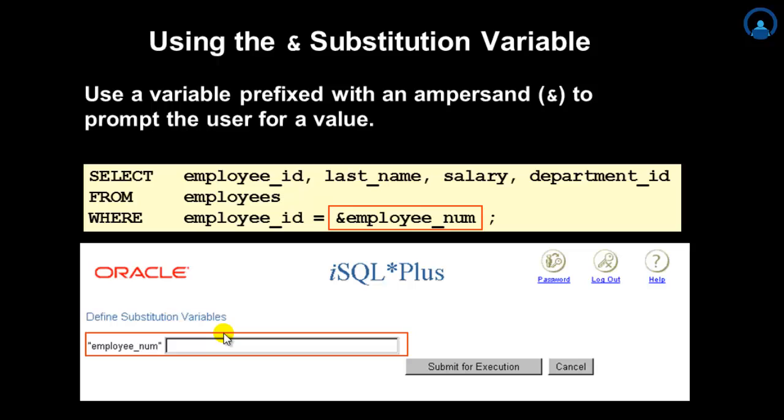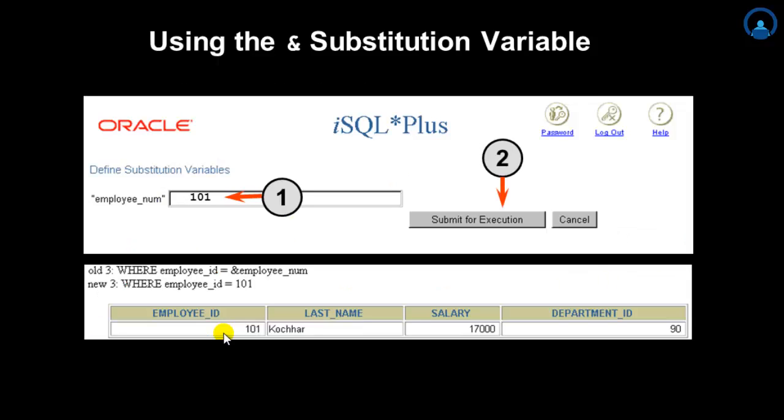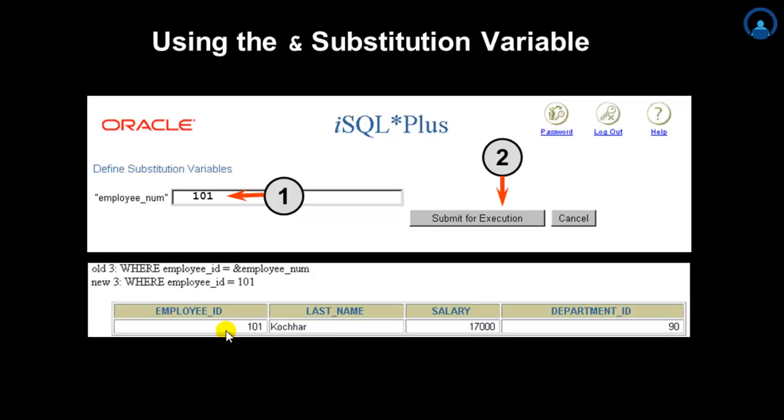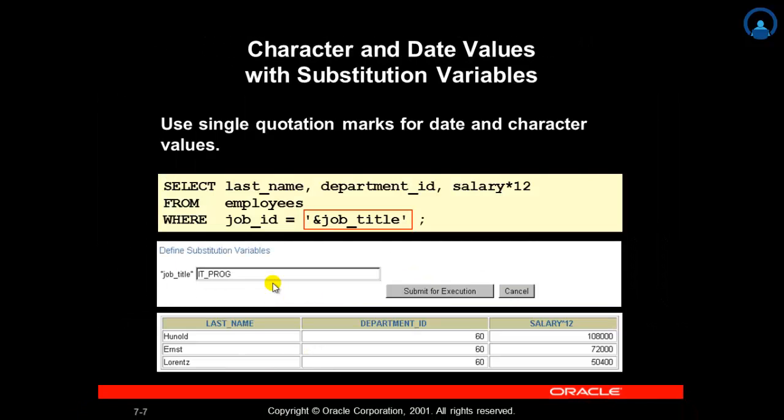Now, let's come to single substitution variables. When iSQL*Plus detects that a SQL statement contains an ampersand, you are prompted to enter a value for the substitution variable named in the SQL statement. Once you enter a value and click the Submit for Execution button, the results are displayed in the output area of your SQL*Plus session. Right? Now, let's come to character and date values with substitution variables.